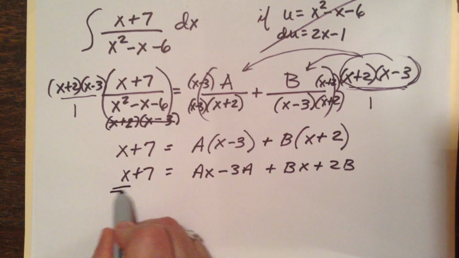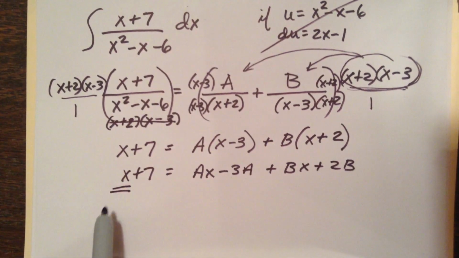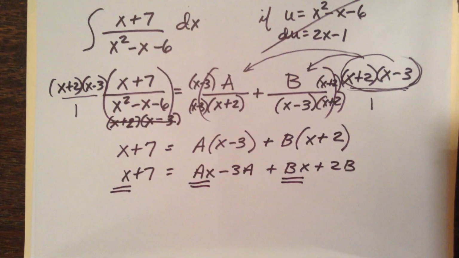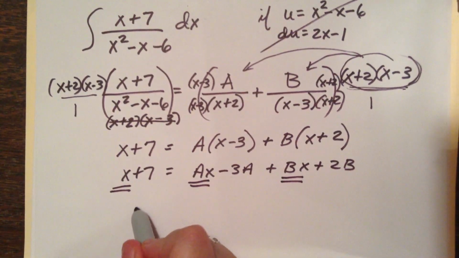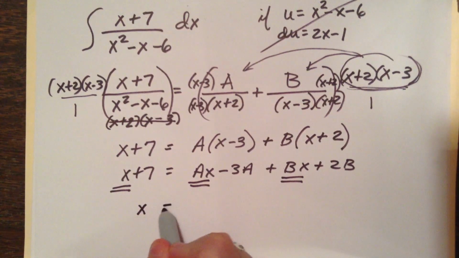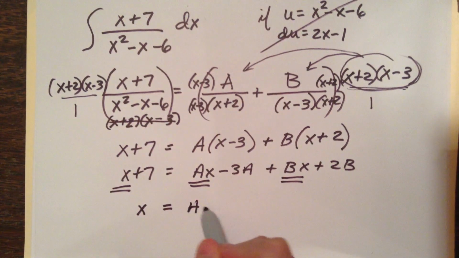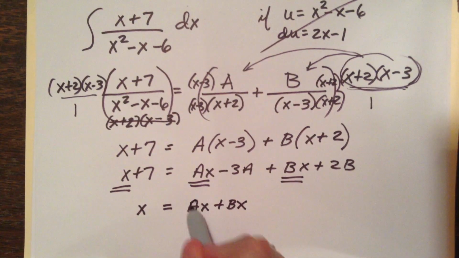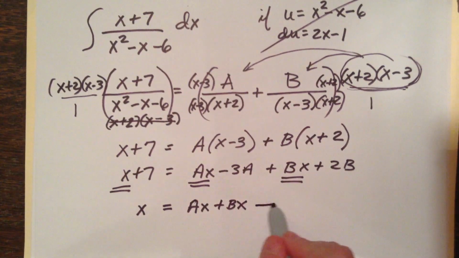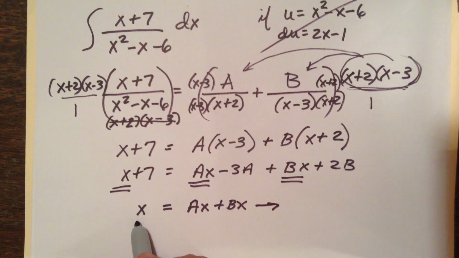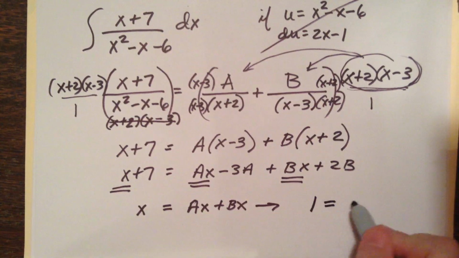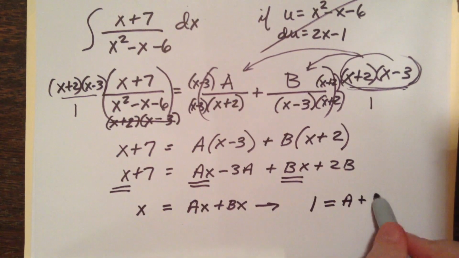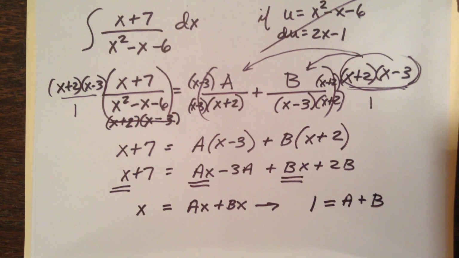On the left-hand side, there's only one x. On the right-hand side, there's an ax and a bx. So what's on the left, the x, has to equal the x's on the right: ax plus bx. And from that, I can see the coefficient in front of x is 1. 1 would have to equal the coefficient of a plus the coefficient in front of this term, which is b.